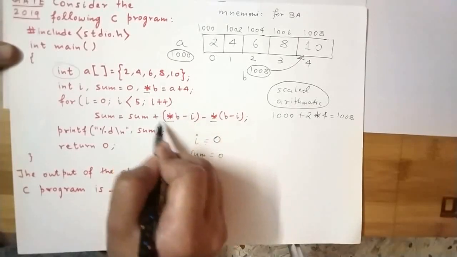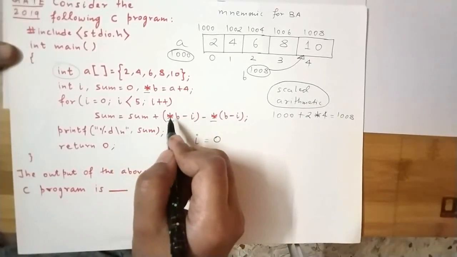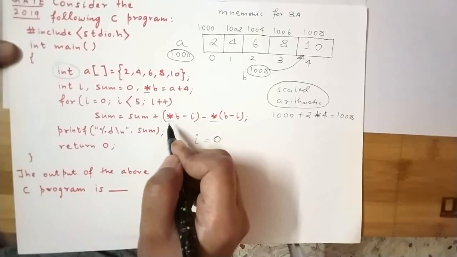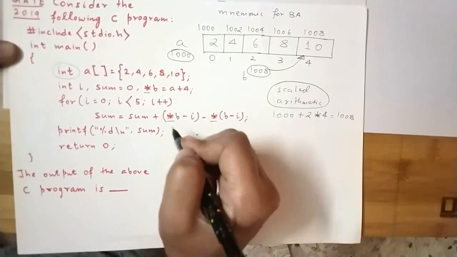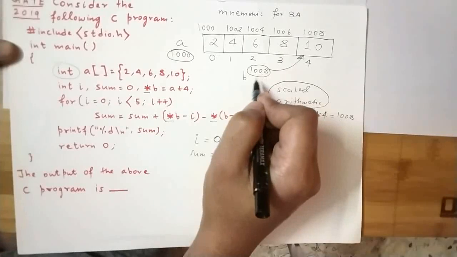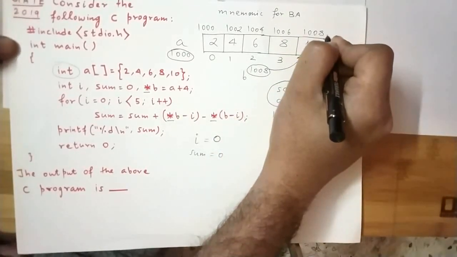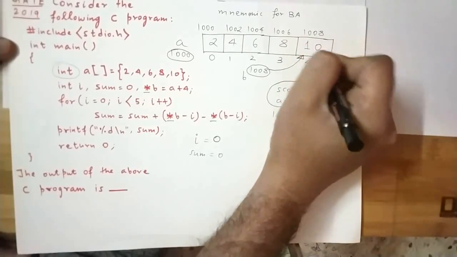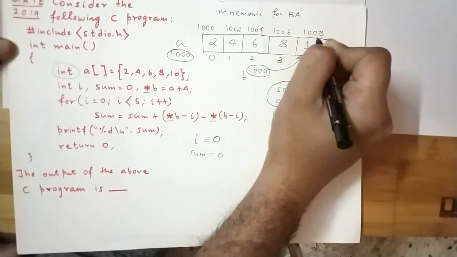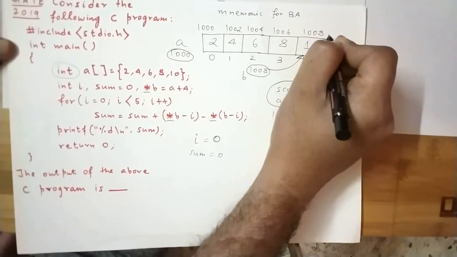Let's evaluate this quantity first. What am I doing? I'm doing star b. Here, this star is acting as the dereference operator. That means the value of b is what? 1008. 1008 means I'm standing here, outside this cell, because this cell has an address of 1008, so I'm standing here.